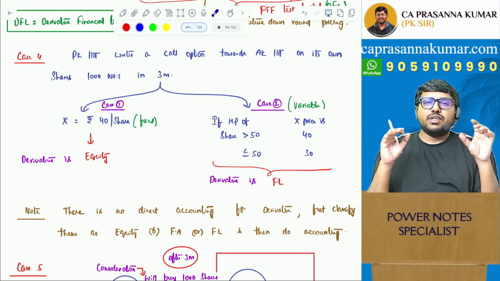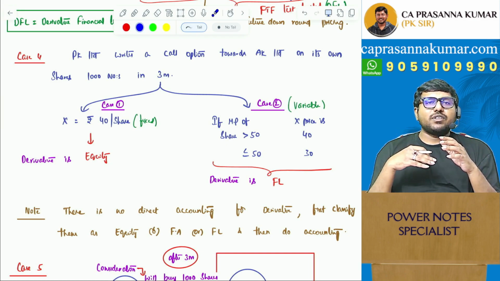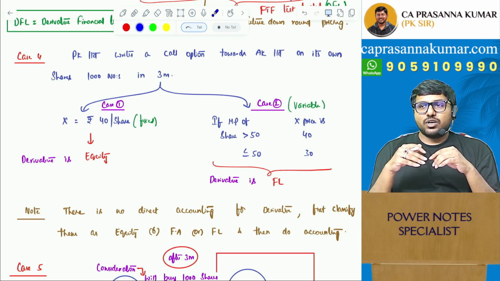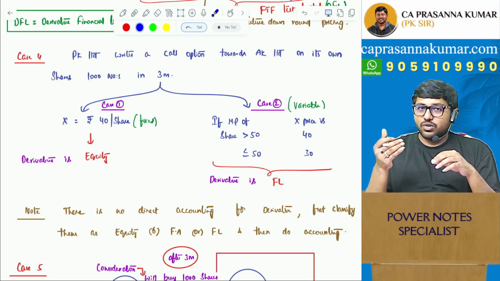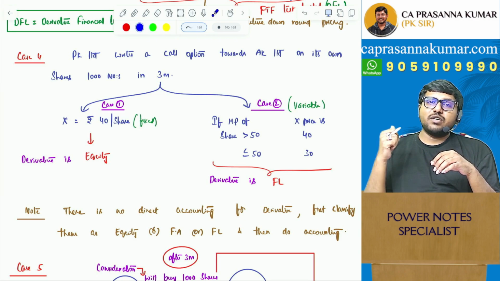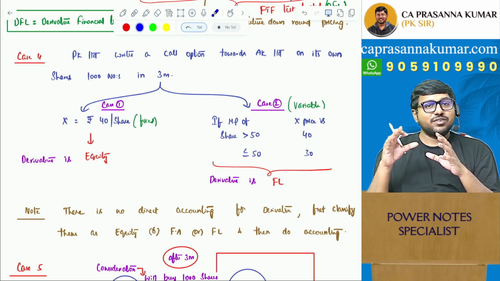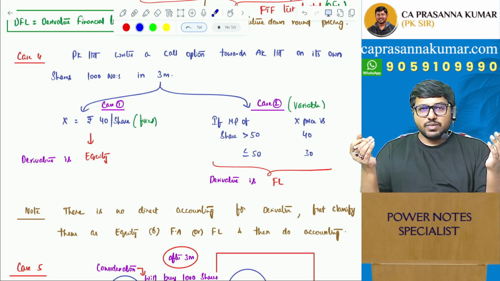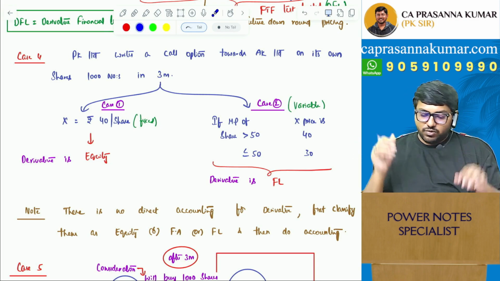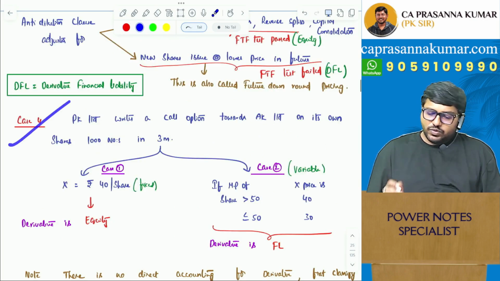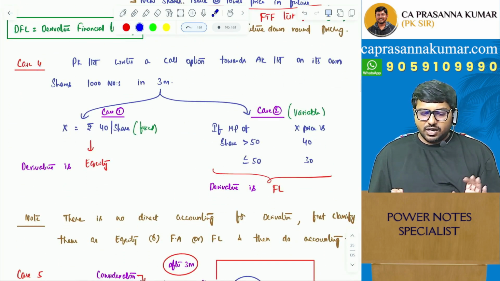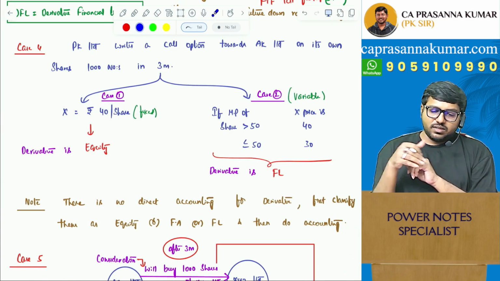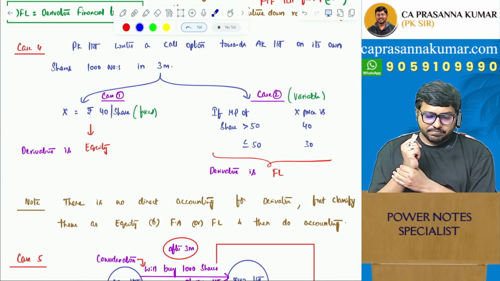However, if the anti-dilution clause is a situation where you are protecting the return of the investor, where your company is going with a new shares issue at a lower price, and thereby for the existing investor you are trying to increase the number of shares such that his return is protected, then in that case fixed to fixed test fails. We call it a financial liability. So this concept is called future down round pricing. Okay, now moving on to case 4. Any doubts with respect to case 3? Clear?